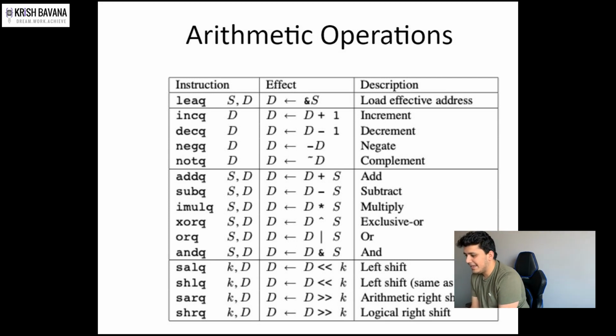So for example, INC is just an increment by 1, DEC is a decrement, and NEG is negate, as you know, and we have add, subtract, multiply, exclusive OR, and left shift, right shift, and all these are arithmetic operations. These are the very commonly used arithmetic operations in the assembly language.